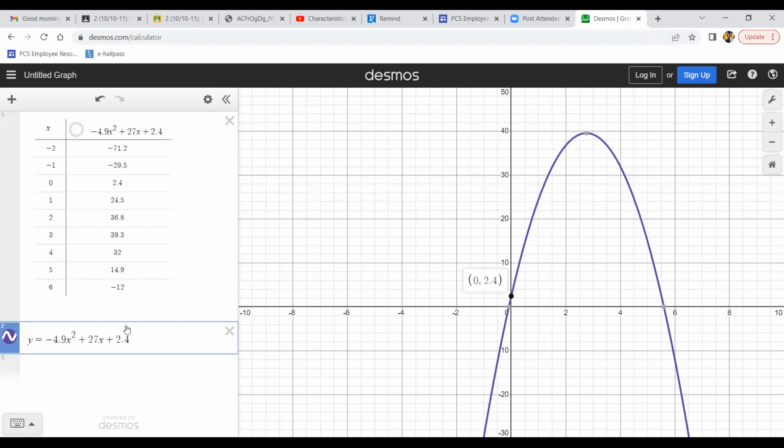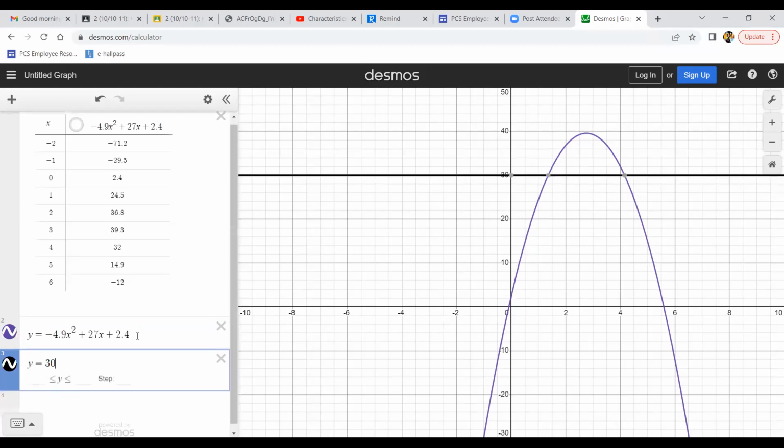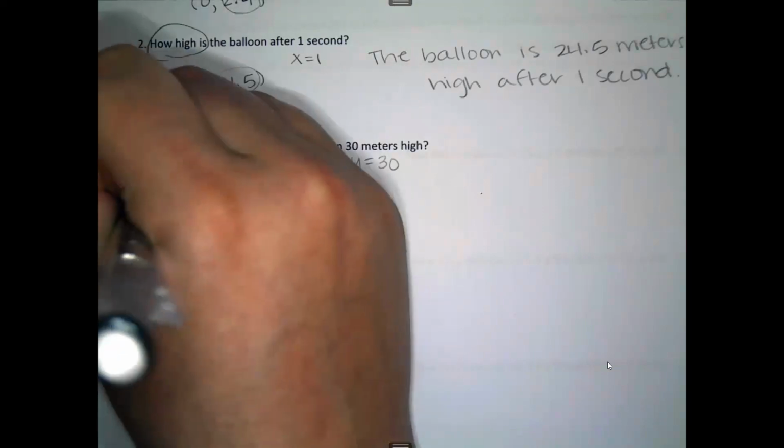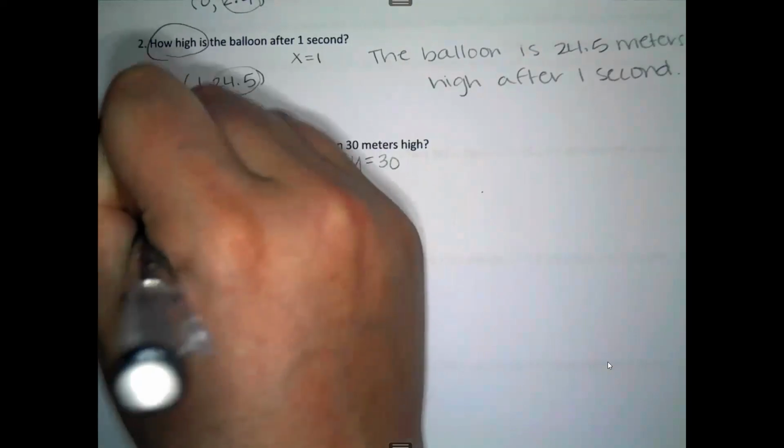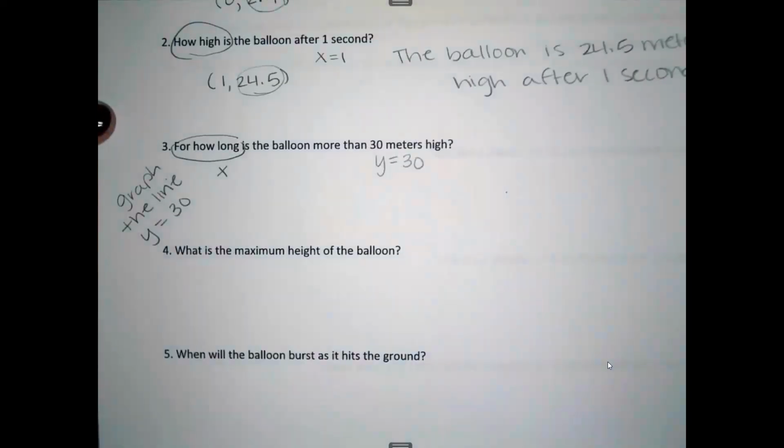Does that make sense? So what we're going to do is graph a new equation, and the new equation is going to be the line y equals 30. Now I can just see where these two lines cross, and I can find the points really easily. I'm going to add that to my notes because that was a nice little trick that made my life easier. So I'm going to write: graph the line y equals 30.